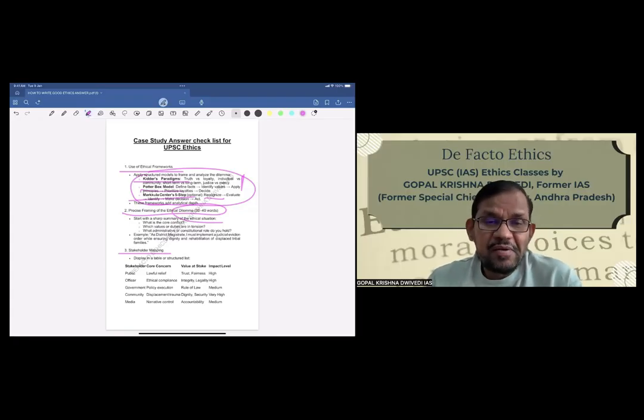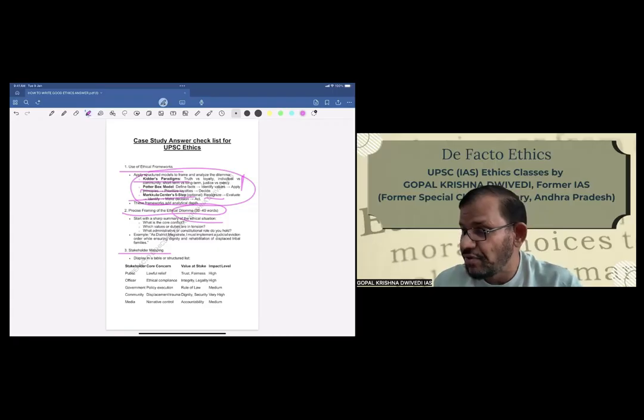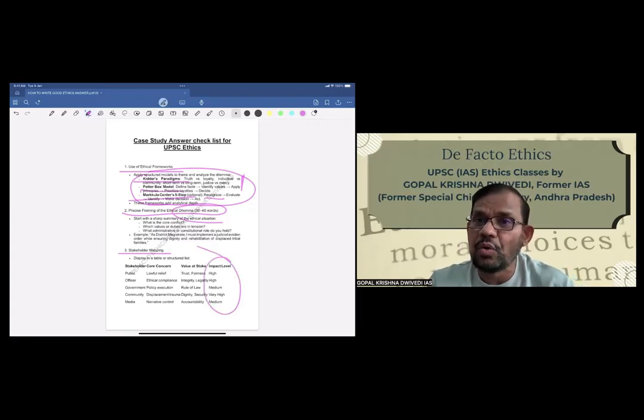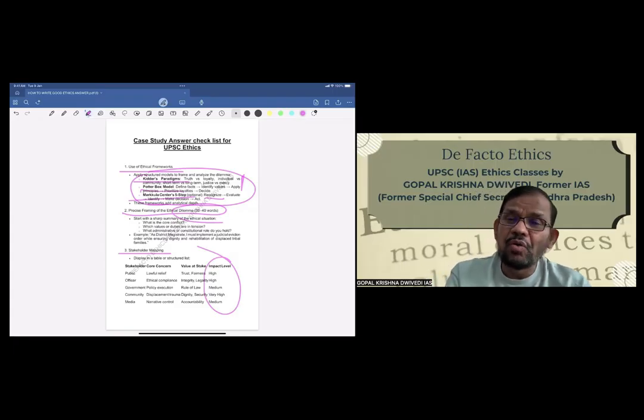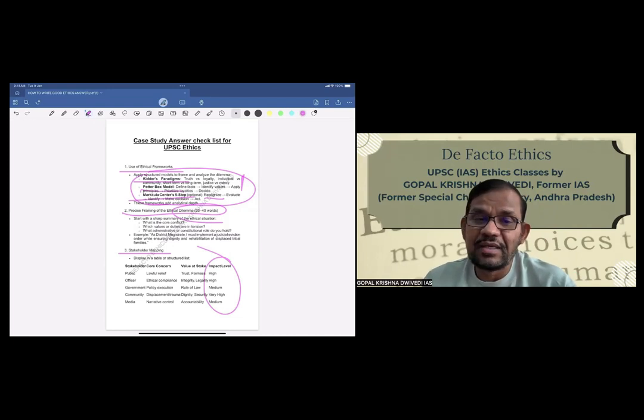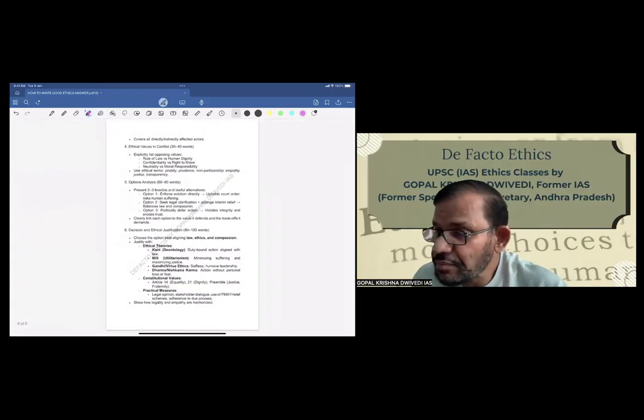For example, if the public is involved as a stakeholder, their impact level is very high. Wherever the impact level is high, those stakeholders you have to support. Wherever it's low or medium, at least you can give some second preference or second priority. So this is what you have to do after identifying stakeholders clearly in the case study.